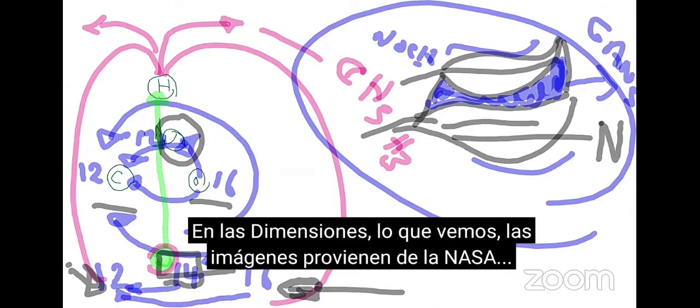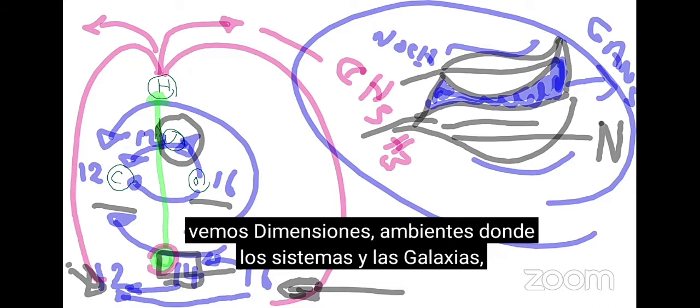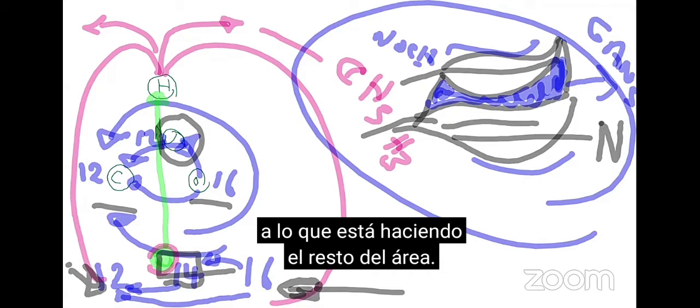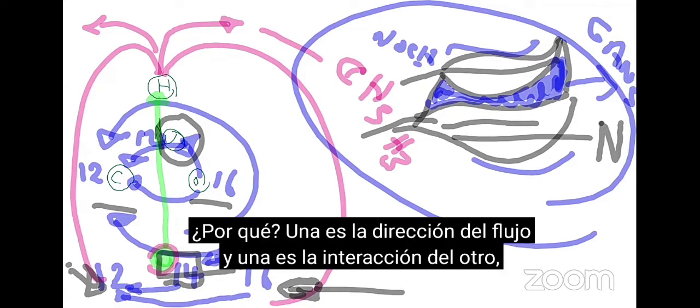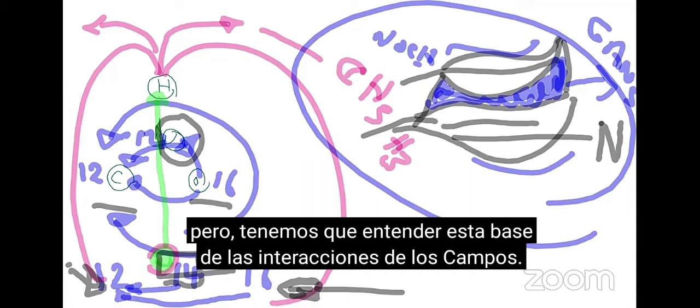In the dimensions, in the pictures coming from NASA, from the telescopes they have, they see the magnetic fields. We see dimensions, environments where the systems and the galaxies are rotating in a totally different direction, in opposition to what the rest of the area is doing. Why? One is the direction of flow, one is the interaction of the other universes at that point. There's a lot to learn, but we have to understand this basic interaction of the fields.